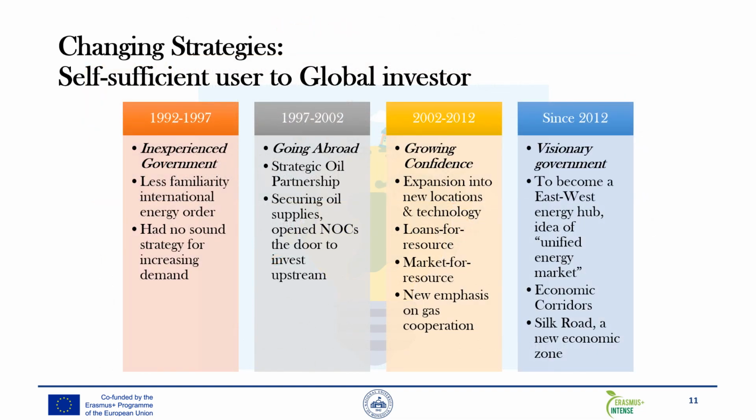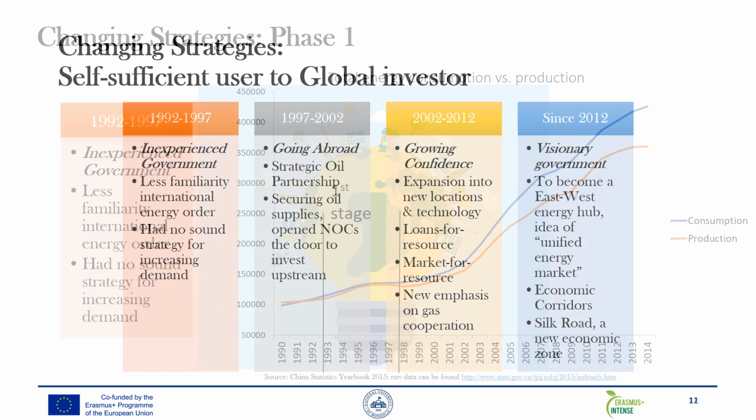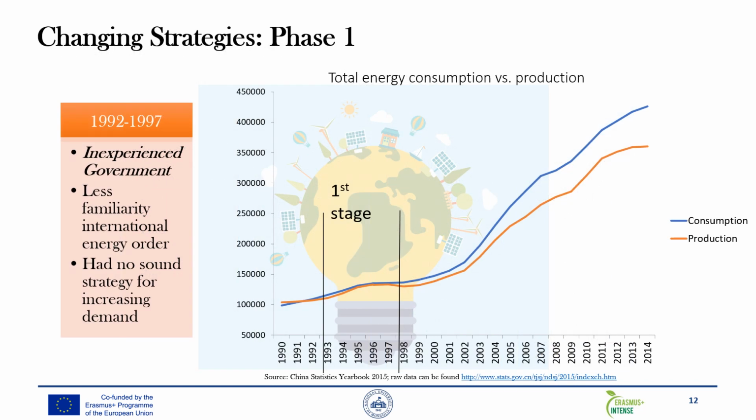China's energy strategy can be classified into four main periods based on its major shifts in policy. Each period will be explained in detail in the following slides. The first period is between 1992 and 1997, where the government was inexperienced with national energy strategy and global order in energy governance. Until 1993, China was a self-sufficient energy user, and until 1997, there was no significant gap between energy consumption and production, and just a mild increase in consumption was observed.